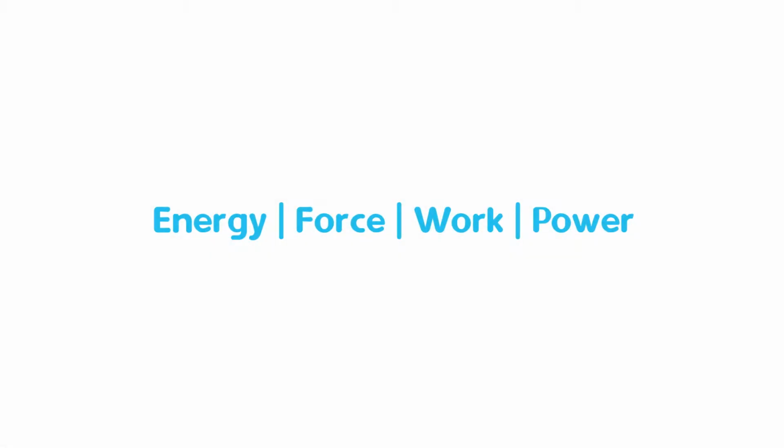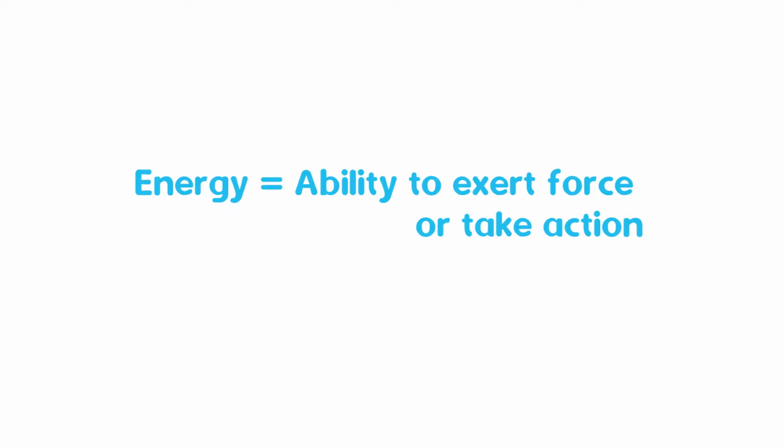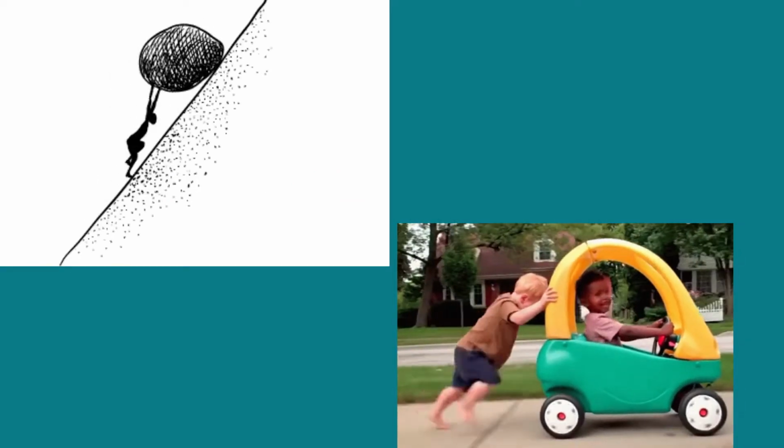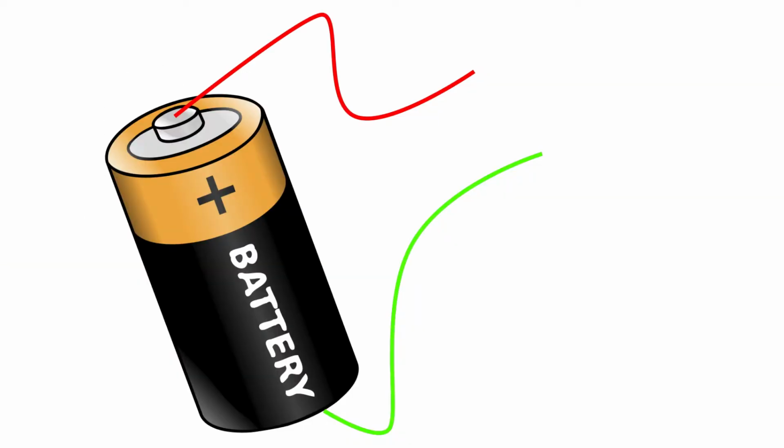We know that everything around us has energy in one form or another. Energy can be understood as the ability to take action or exert force on something. For example, there is energy stored in our muscles which gives us the capability to exert force. Energy stored in a battery results in the generation of force fields in connected wires.